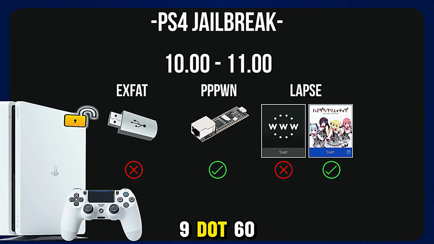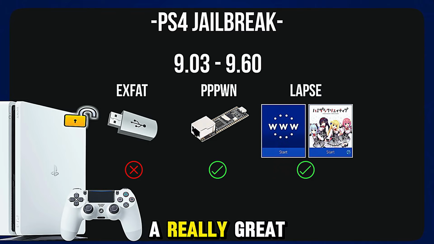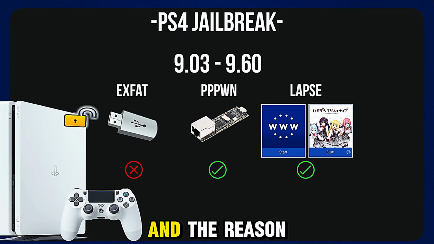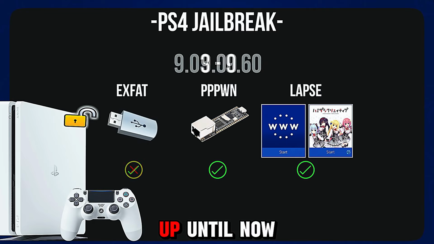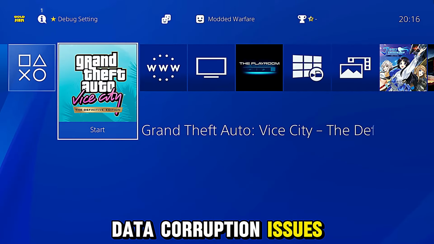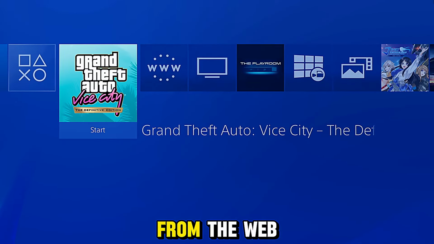But on firmwares up to 9.60, we can still load it from the web browser instead, and it's actually a really great exploit. It only takes a few seconds to launch from the web browser. The reason it's been recommended to use older jailbreaks on these firmwares up until now, like the Pwn exploit and the older SFAT hack exploit with the USB drive on 9.00, has been because of these black screen and save data corruption issues with the Lapse exploit when loaded from the web browser.